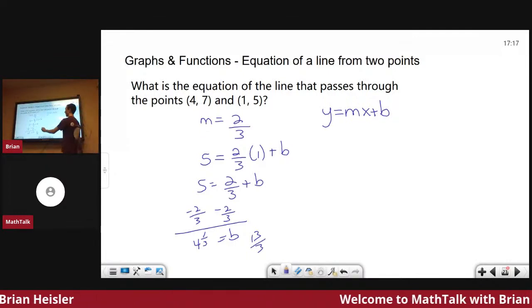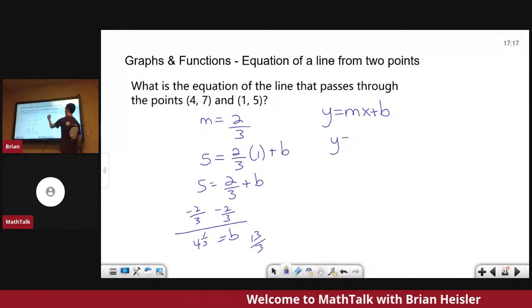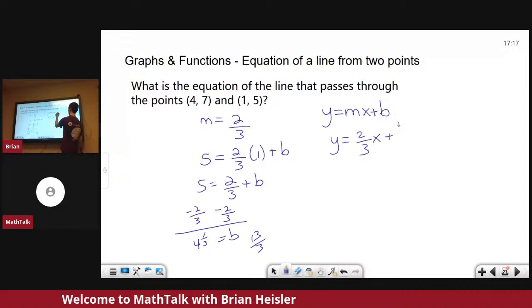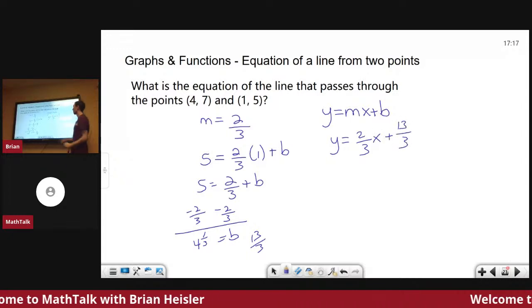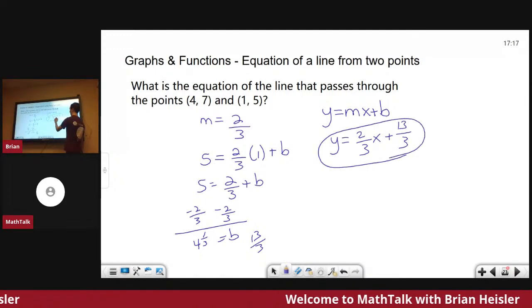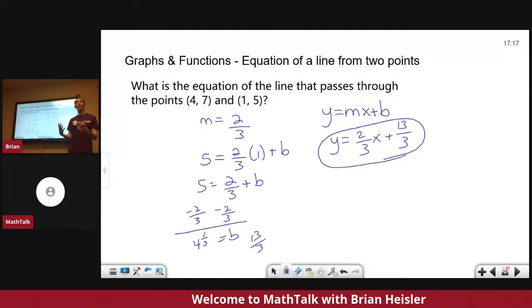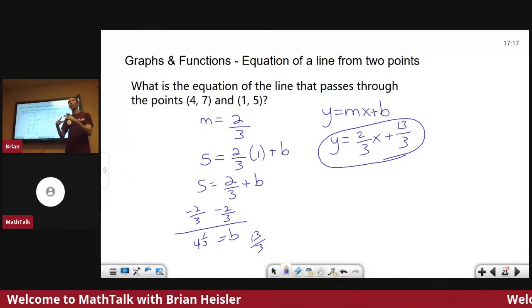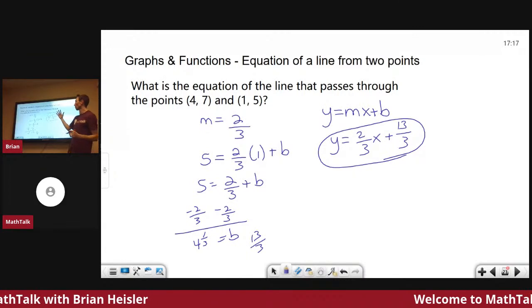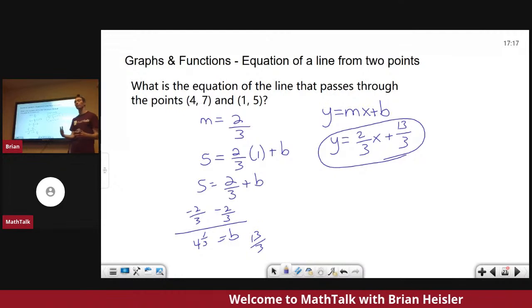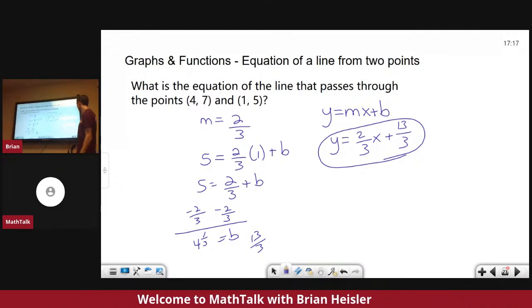But anyway, so we're going to take that information, we're going to plug it in. Y equals 2/3 x plus 13/3. There's my equation. Boom, I'm done. And move on to the next problem. But again, it's kind of piecing it together. You know, first I need to find the slope. Next, I need to plug in one of my values using my points to solve for b. And then once I have b, put it all together. There's my answer. All right.